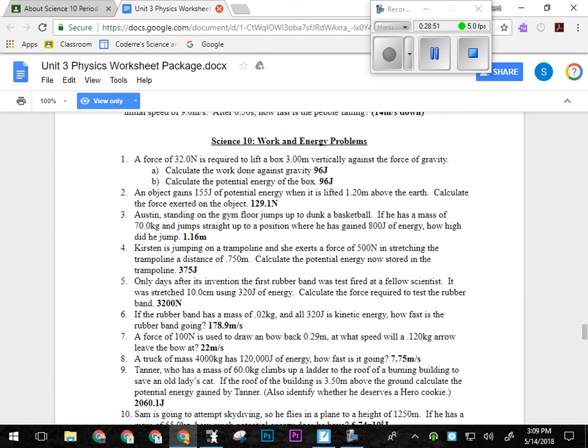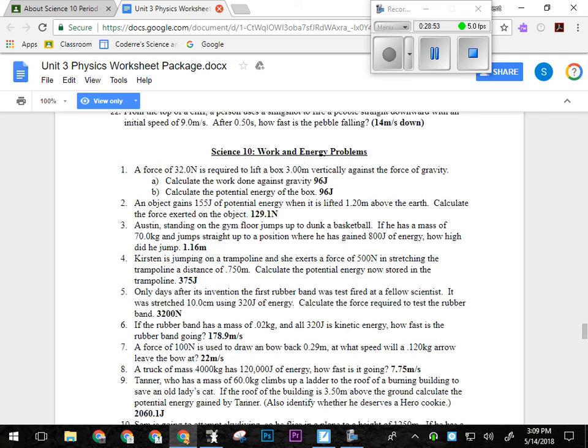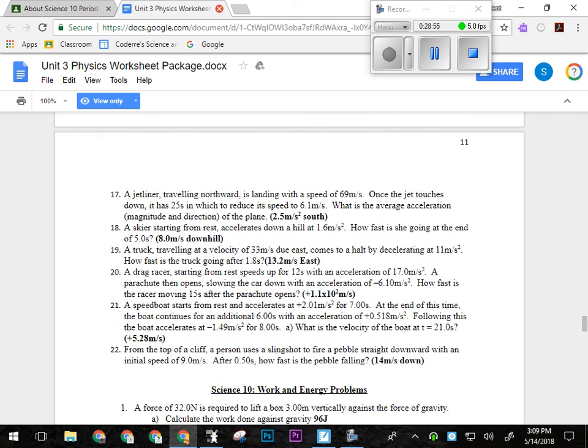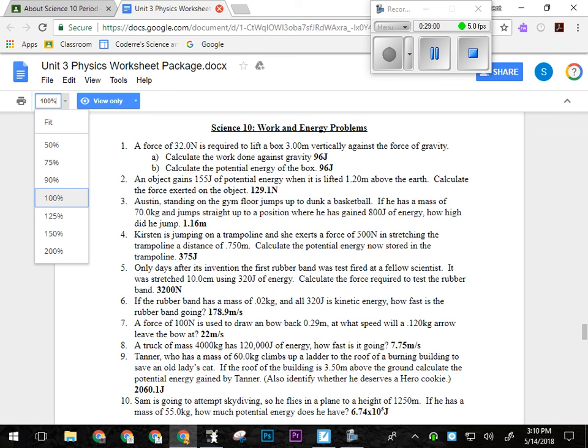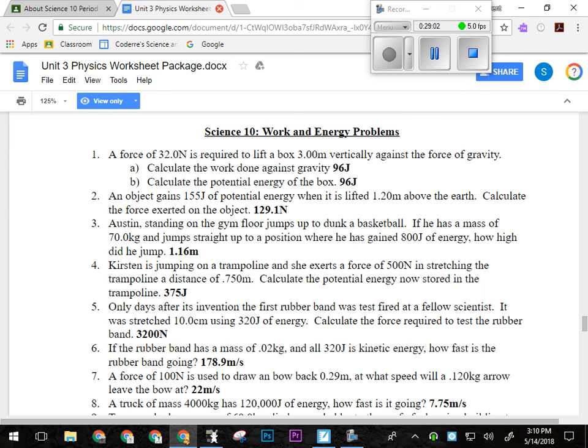I want you guys to try starting here on page 11. About halfway down page 11 is where those ones start. See how you do with those. We'll go over a few of these as need be.